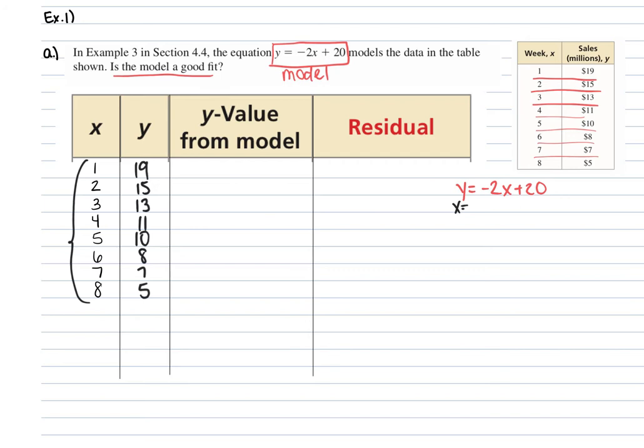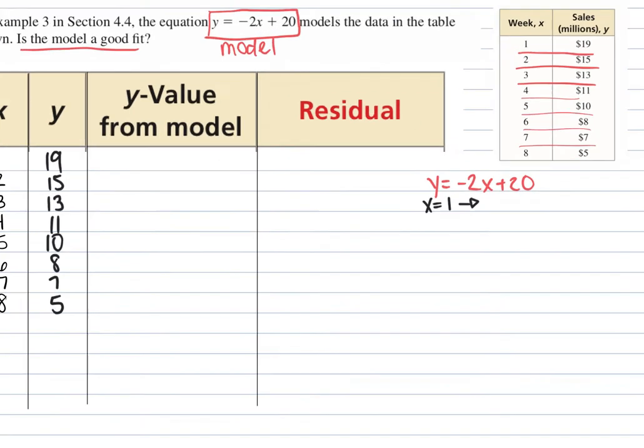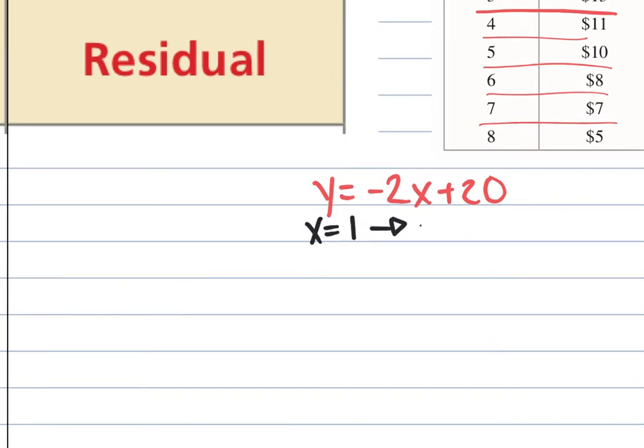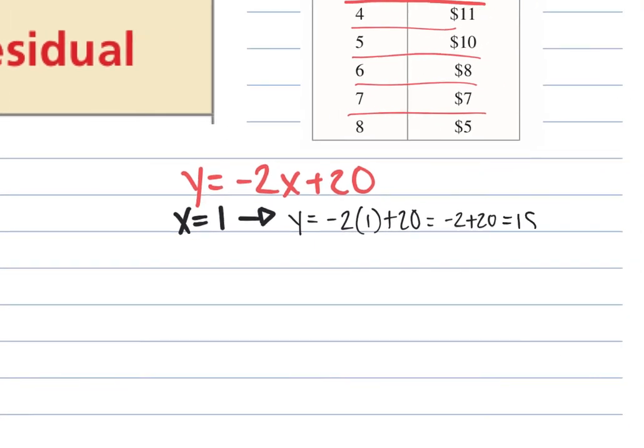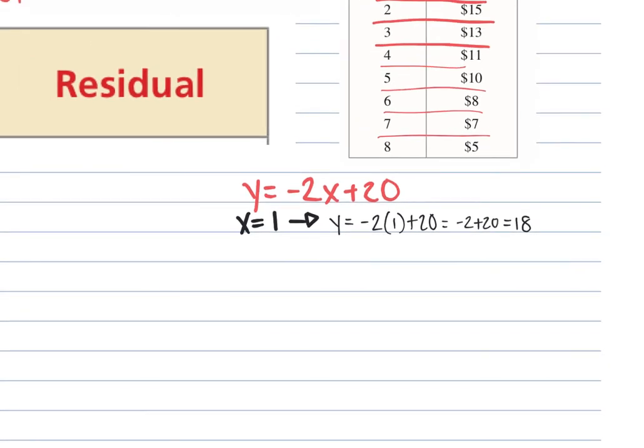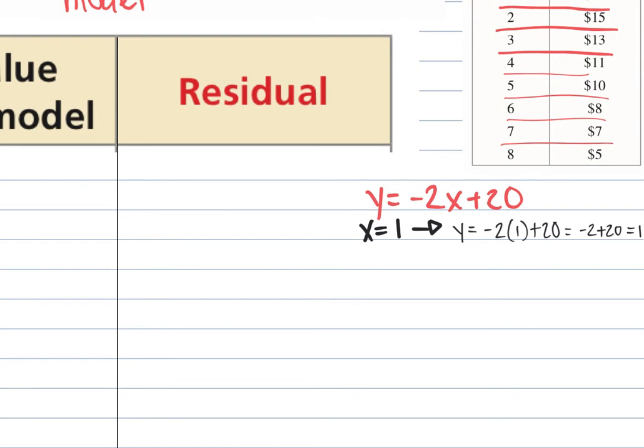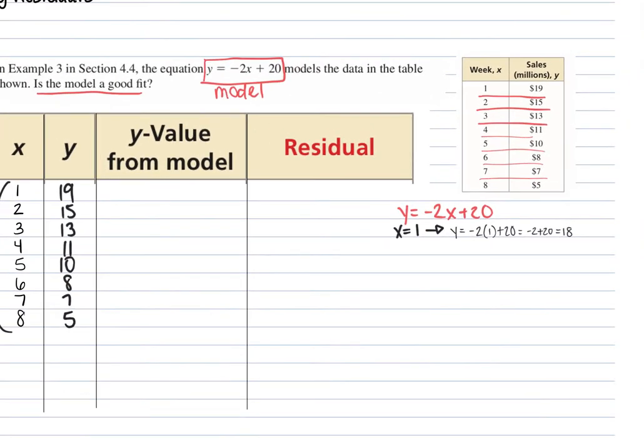So x for the first one is 1. When x is 1 and we plug it in, we're going to get y equals negative 2 times 1 plus 20. Negative 2 times 1 is just negative 2 plus 20. So I'm going to get positive 18. So when x was 1, my model y value was 18.